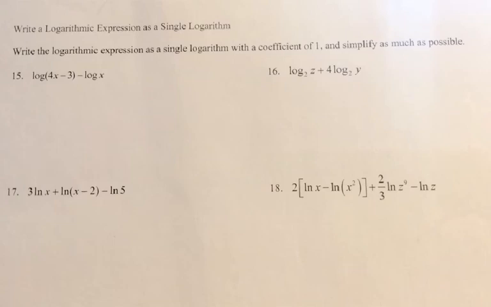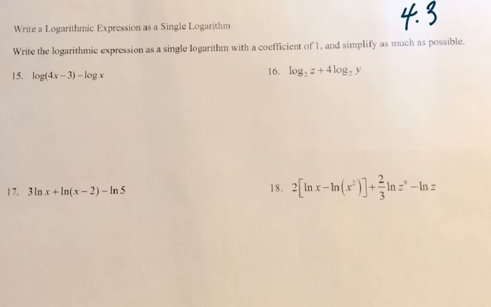So this is a continuation of section 4.3. We're looking at the properties of logarithms. So right now what's going to happen is we're going to take a logarithmic expression and write it as a single logarithm. So essentially we're using those properties we saw in part 1 in reverse. In part 1, we expanded. Now we're condensing. So we're going to write the logarithmic expression as a single logarithm with a coefficient of 1 and simplify as much as possible.